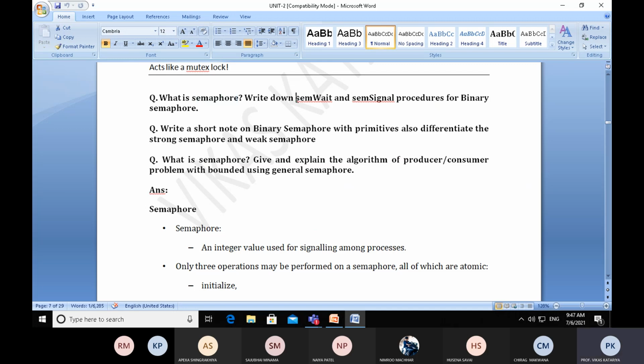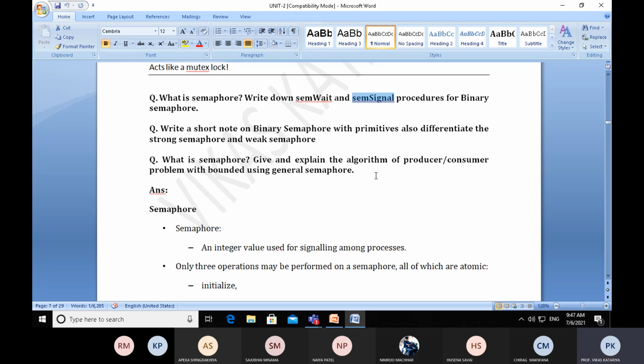Suppose we want to put some process into a blocked state or a waiting state, then we have to call the sem wait function. And suppose we want to give a wake-up call to blocked processes that are currently waiting to enter the critical section, then we have to call the sem signal function. So these are the three main functions used by semaphore variables.